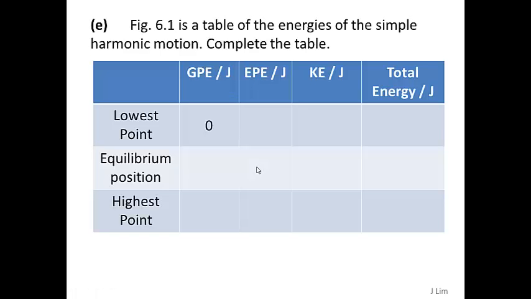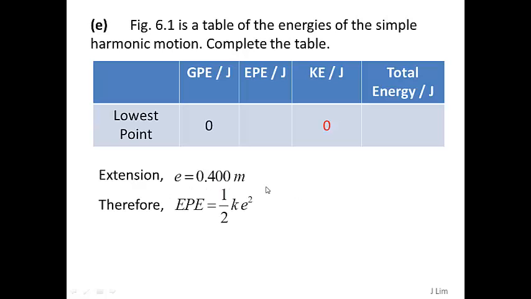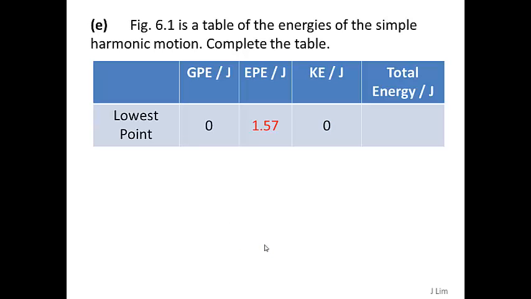Figure 6.1 is a table of energies of simple harmonic motion. Complete the table. So at the lowest point, the mass is momentarily at rest, so that means that the kinetic energy is 0. The extension is 0.4 meters, so the elastic potential energy is half kx square, or half k extension square. So that gives us a value of 1.57 joules. And the total energy will be equal to the sum of the three. So that will be 1.57 joules.